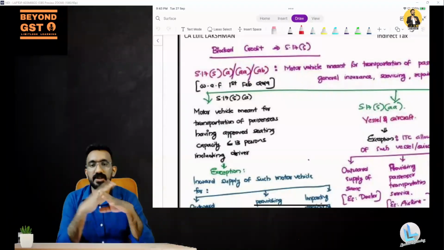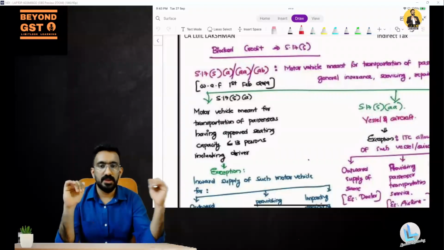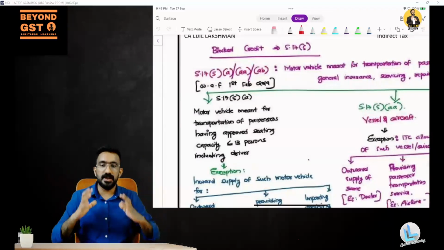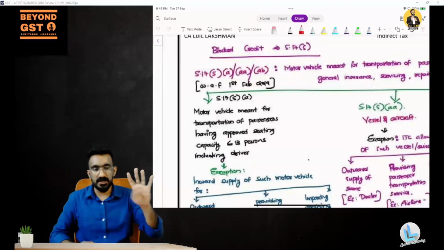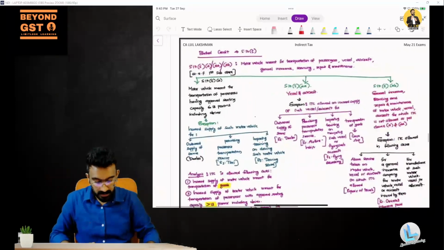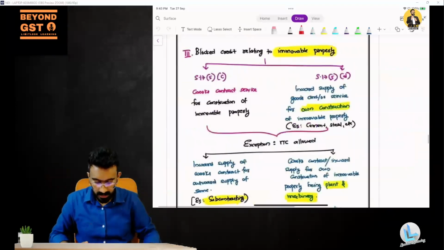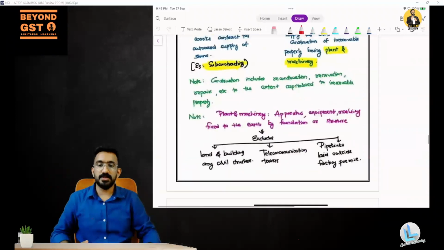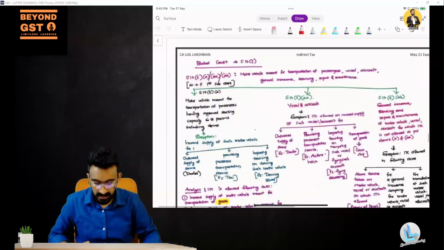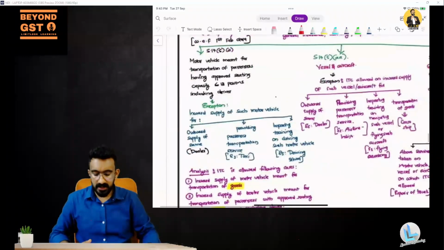So section 17(5) has 3 clauses that we have to discuss first. I have 4 different charts for you to learn: chart number 1, chart number 2, chart number 3, and chart number 4. I'll try to bring as many examples as possible for you to understand all of this in detail. Now let's look at the first clause. The first chart has 3 clauses.